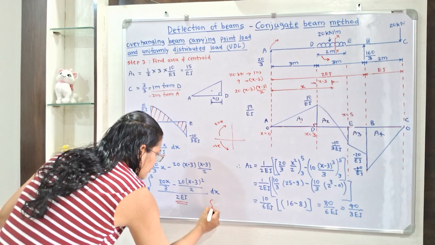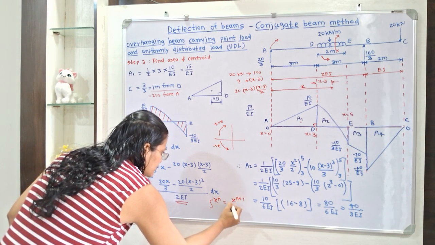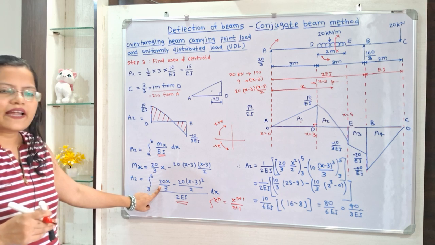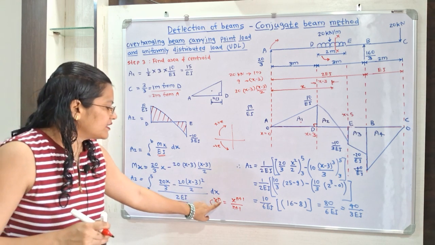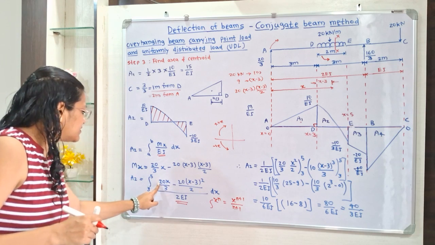So integration of x raised to n is equal to x raised to n plus 1 divided by n plus 1. So here 20 by 3 we will write as it is. Now for this x raised to 1, n is equal to 1, so we will write x square by 2. So this integration is completed.